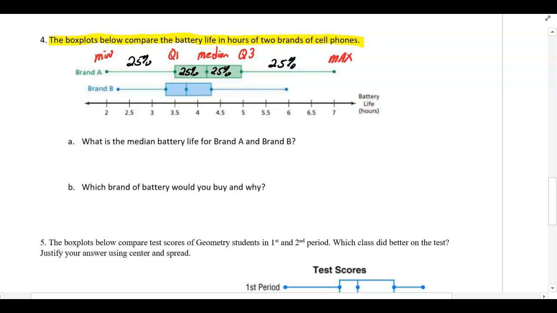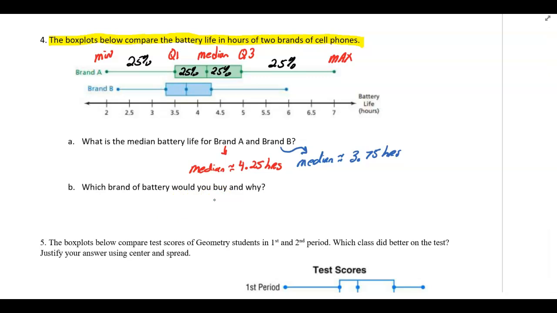So part A, what is the median for brand A and median for brand B? So for brand A, the median looks like around 4.25 hours. And for brand B, the median looks like it's 3.75 hours, since it's in between 3.5 and 4. Then which brand would you buy and why? Well, brand A has a lot of variability, and brand B has less variability.